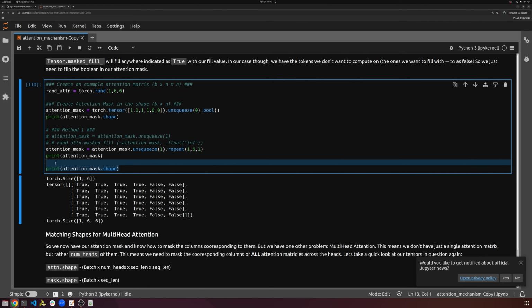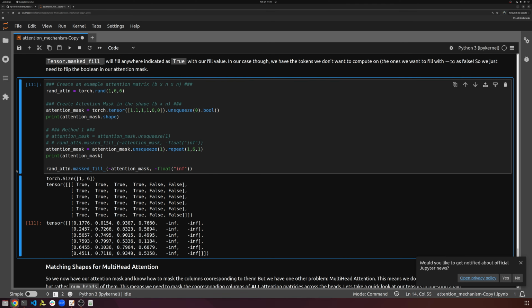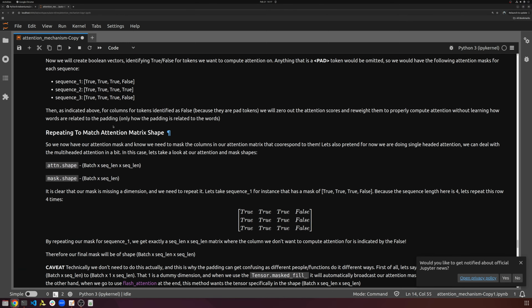So again, nothing really changed. Again, we can just do this right here, and it'll give us the same results, right? It'll fill these with negative infinities. So when we take the softmax, it will convert them to 0. So this is how we do our attention masking.